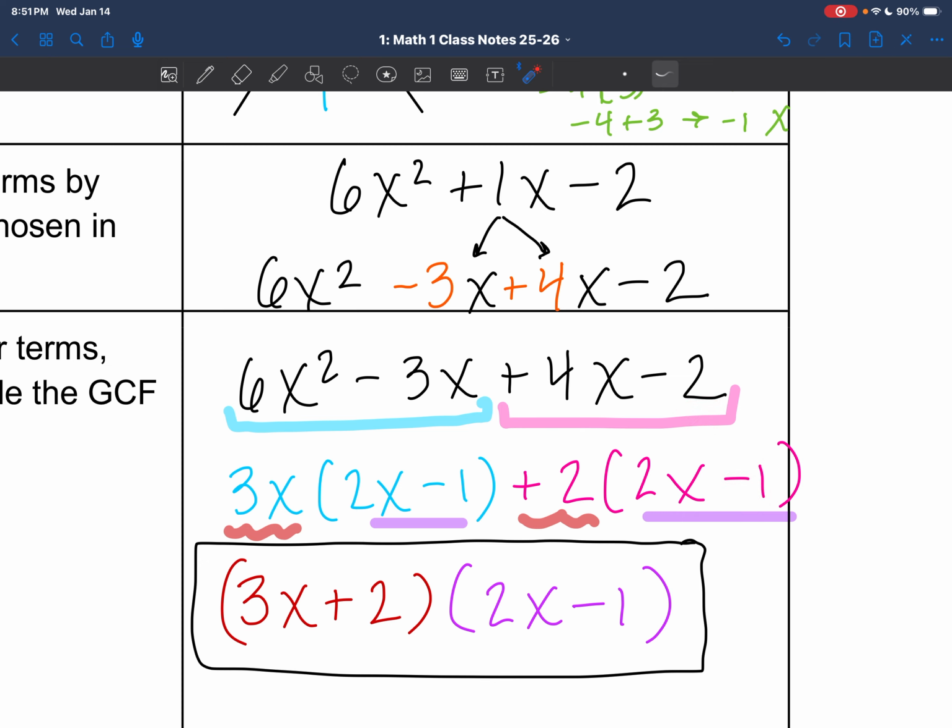Now remember, if we did this correctly, whatever is inside your parentheses should be exactly the same. So whatever is outside, make a group. Whatever is inside, make a group. There's no GCF, so we don't have to worry about bringing that down. And then that's your final answer.